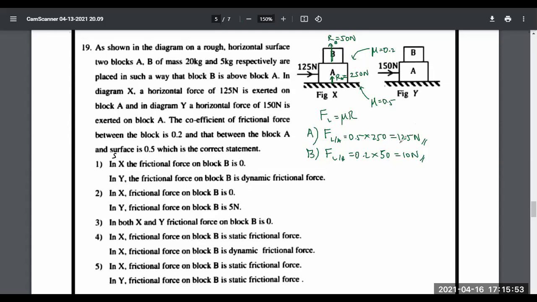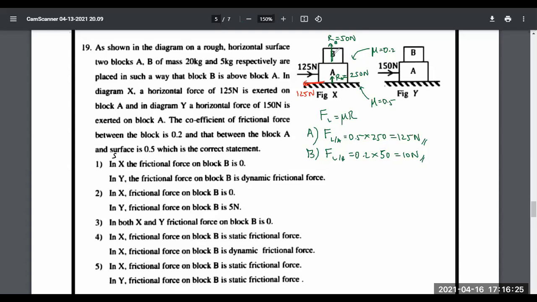Okay, right, fine. So what will happen here, guys? In this diagram, they are applying a force of 125 to A. Will A move? A is not going to move, right? A is not going to move because when A tries to move, the surface itself will give a 125 Newton force and stop it.